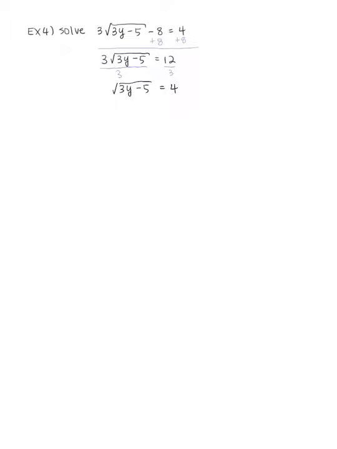Okay, let's keep going from here. I need to get rid of that square root, so we need to raise both sides to the power of 2. Then we have 3y minus 5 equals 16. All right, then add 5, we get 3y equals 21. Dividing that by 3, then we're going to have y equals, what is that, 7. Okay, so now we check.